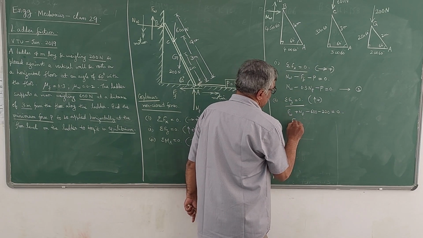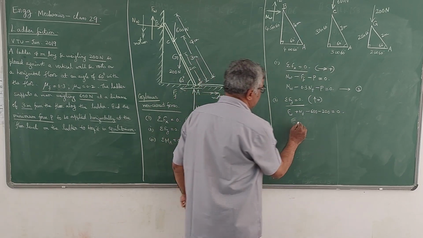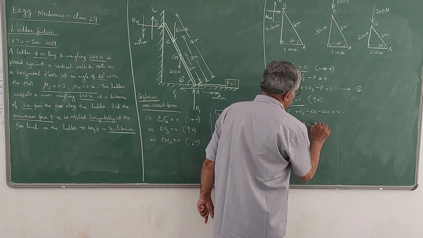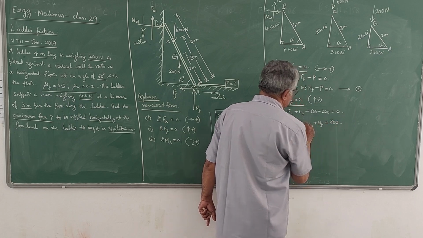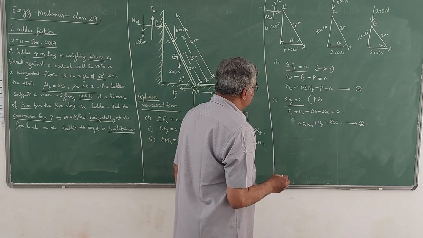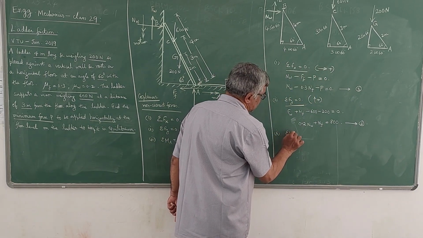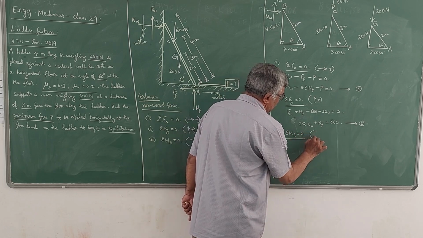Or you can write Fw as 0.2 times Nw. So 0.2 times Nw plus Nf is equal to 800. So this is the second equation you can get from the second equilibrium condition. Now the third equation is the moment equation. Algebraic sum of the moments of all the forces taken about the point A equal to 0.